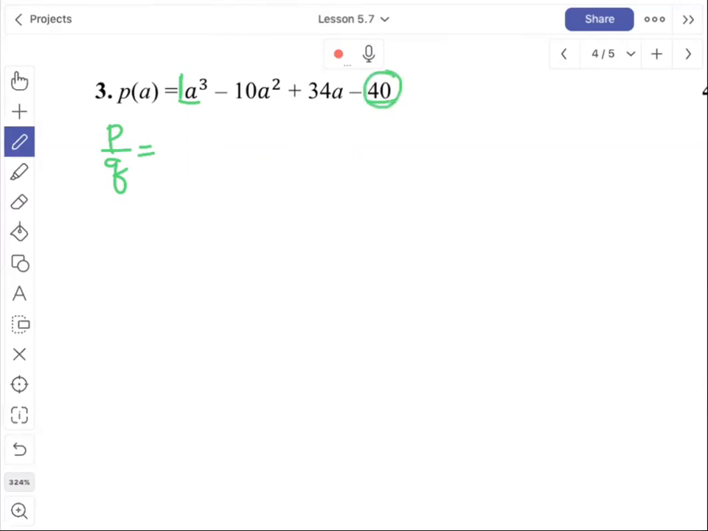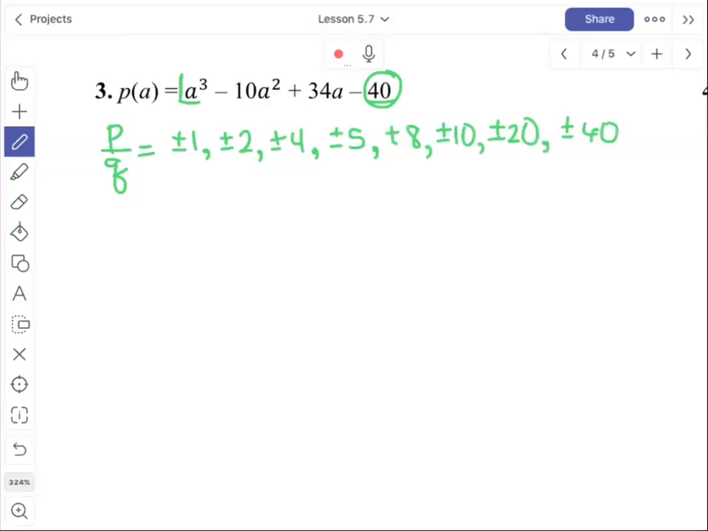So I can do plus or minus 1, 2, 4, 5, 8, 10, 20, and 40. I think those are all of them. So this is my starting list of what could potentially be some of the zeros I'm looking for.